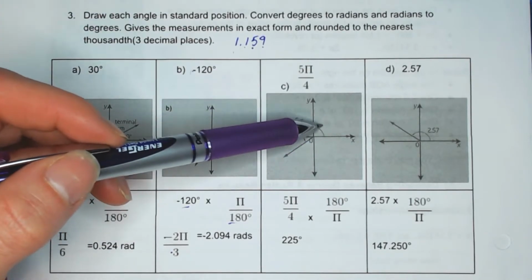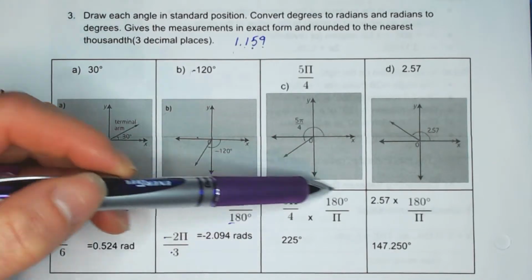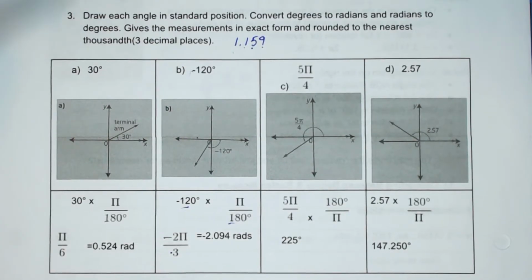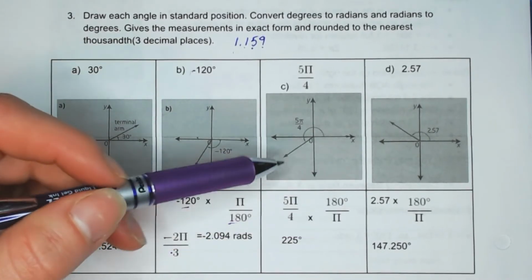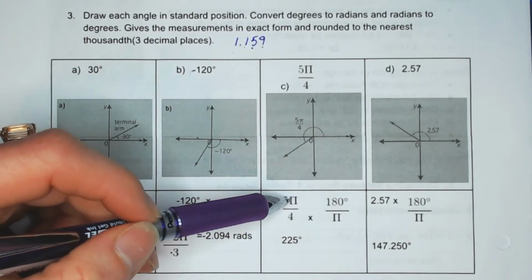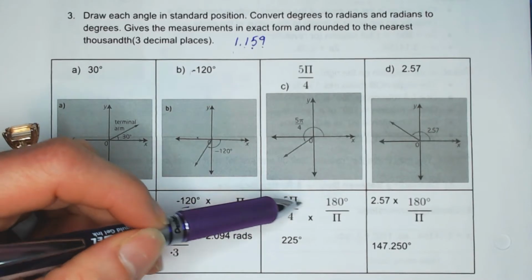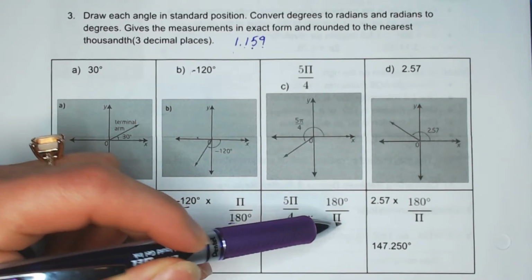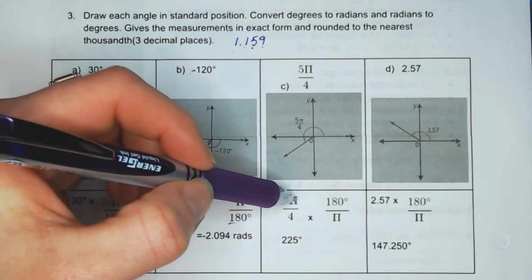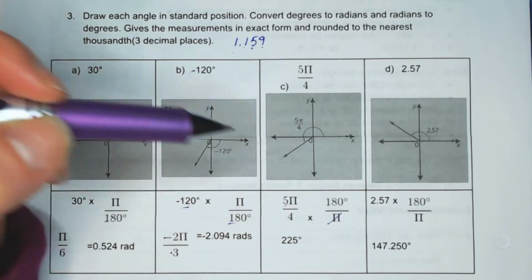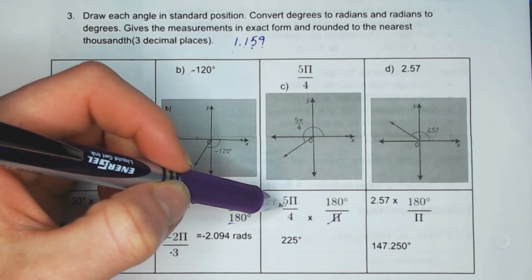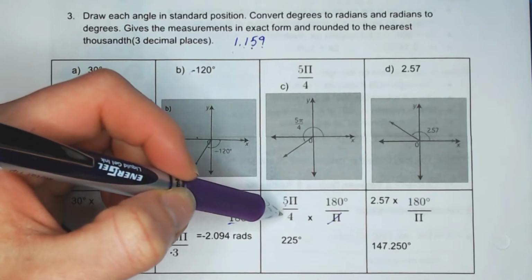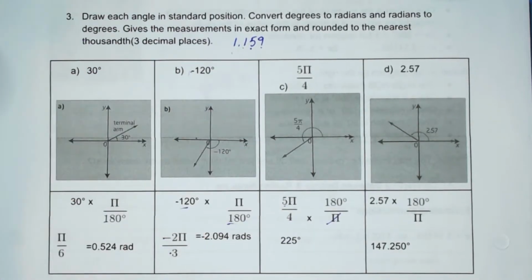C, here's another example, 5 pi over 4. If you're trying to convert to degrees, notice that now the 180 and pi have switched because we're wanting to cancel these out, right? This means divide this divided by that, even though we're multiplying. It's common units. So the pi goes away, and then you just multiply out to get your 225.